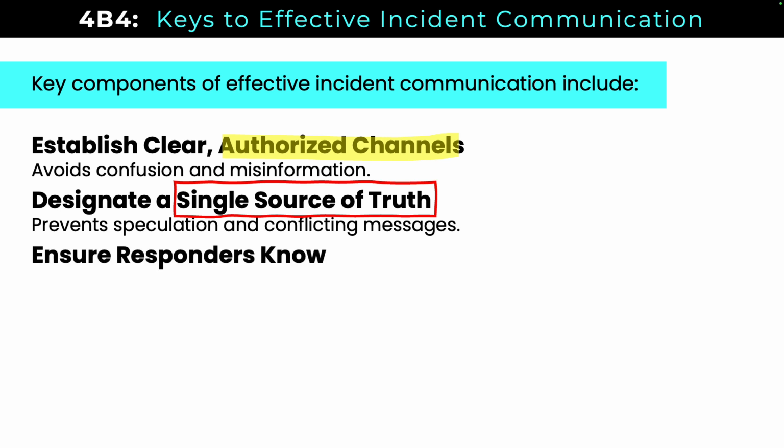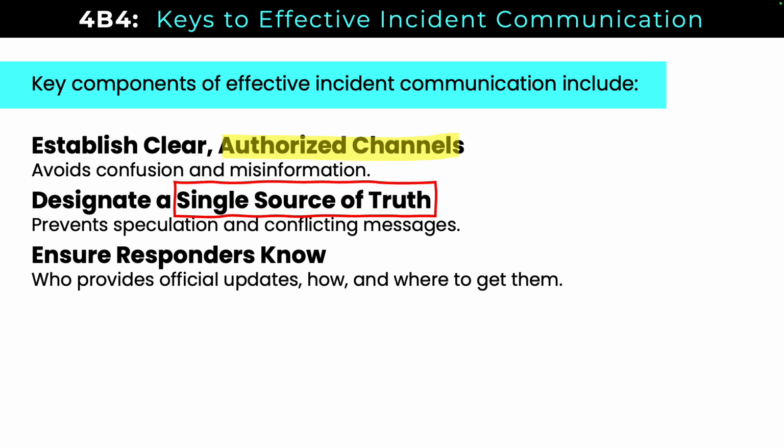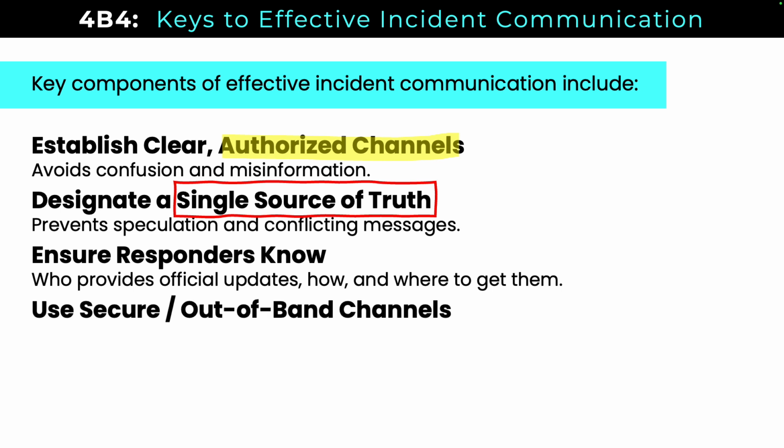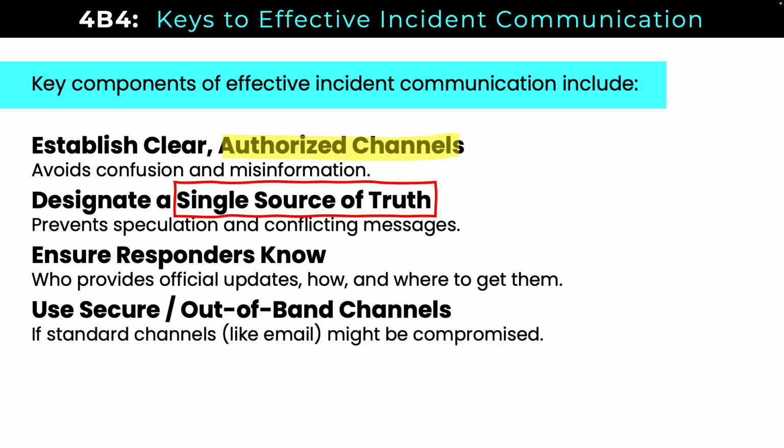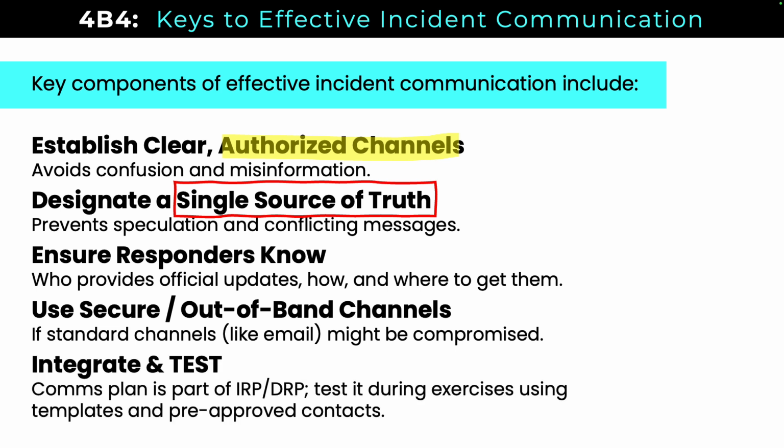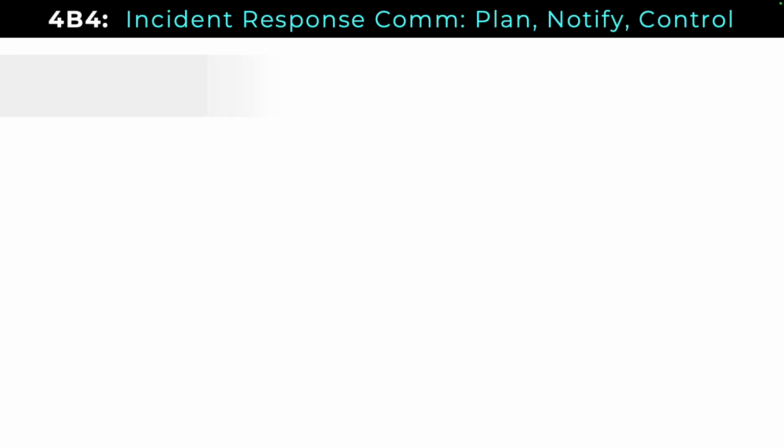We want to ensure responders know who provides official updates, how and when they get them. And we want to use secure out-of-band channels if standard channels like email might be compromised. And we want to integrate and test. So communication plans are part of our incident response or disaster recovery plan. We want to test it during exercises using templates and pre-approved contact lists.